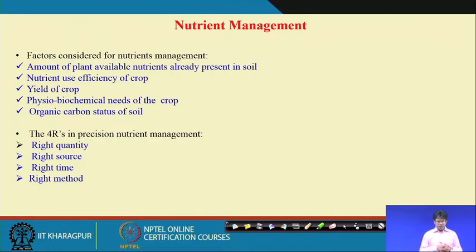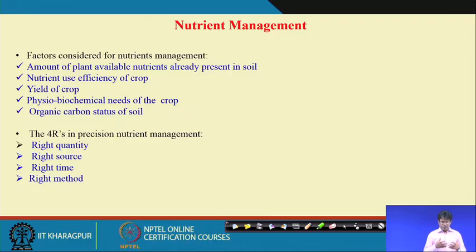That means the factors to be considered are the amount of plant available nutrients already present in the soil, as you discussed when you go for the nutrient recommendations, and the amount of nutrient to be applied. So, we must know how much plant available, that means mineralizable nitrogen, nutrients are present in the soils at the time of your planting or the sowing of the crop.